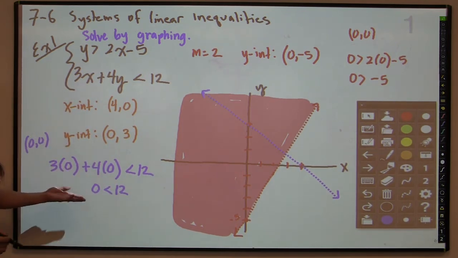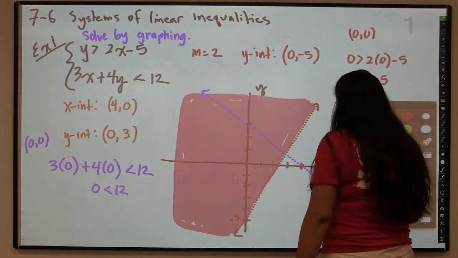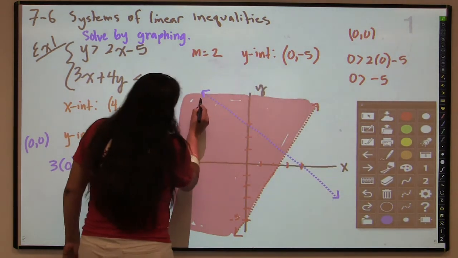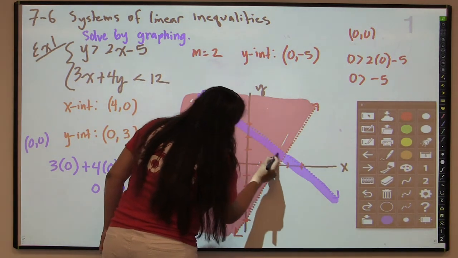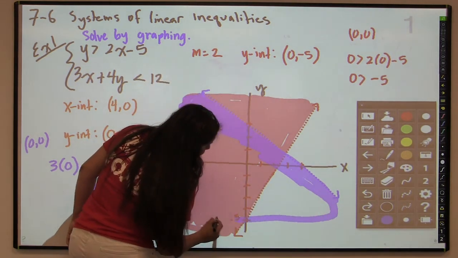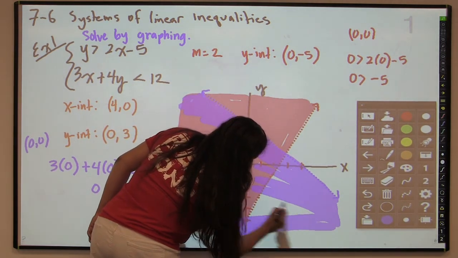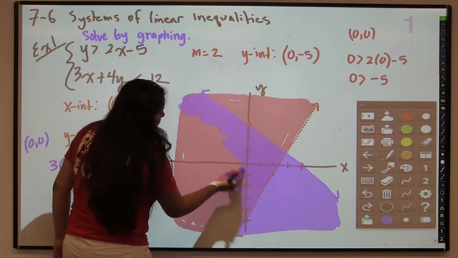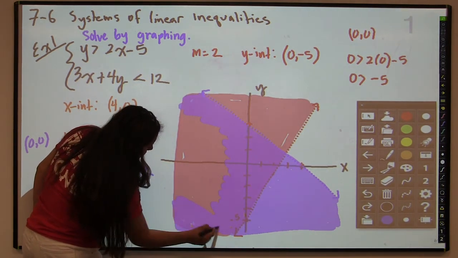Is 0 smaller than 12? Yes. So again, I'm going to shade towards the origin. And so when I do that, I'm going to get, trying to stay out of your way here, hopefully you'll have an easier time with the shading than I am with this crazy shading here, but I want you guys to have a really clear idea of how this works.